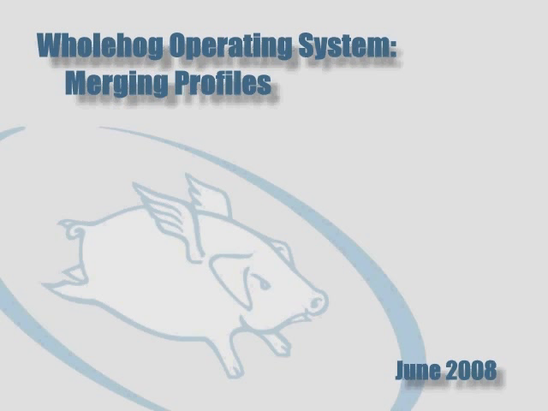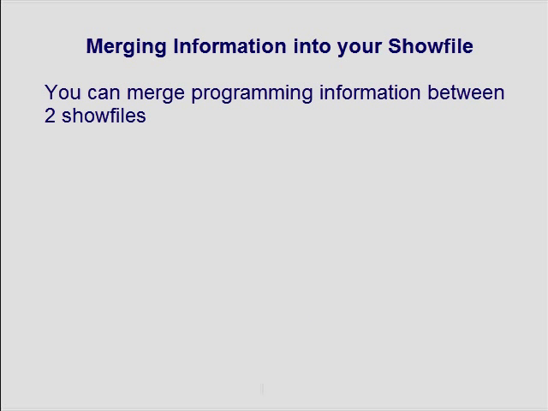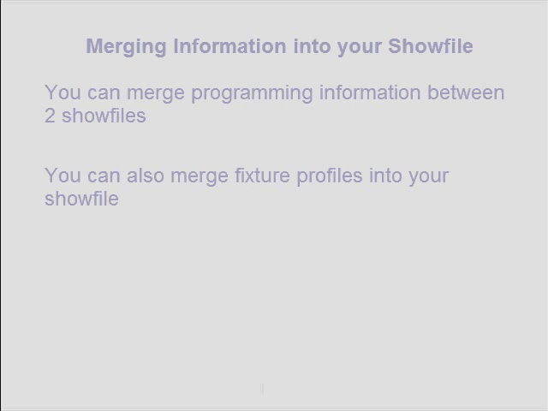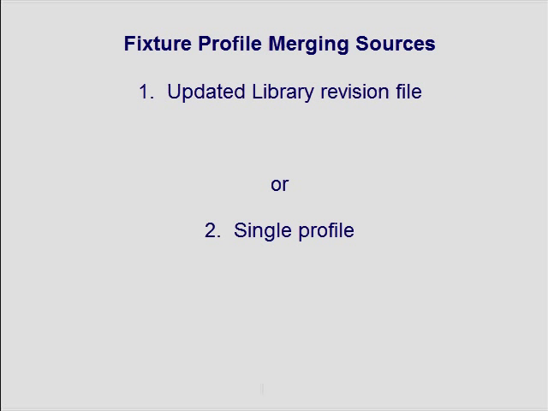How to merge Fixture profiles in the Wholehog operating system. The merging process in Wholehog can be used to merge programming information like palettes and cue lists between two show files, but merging can also be used to import Fixture profiles into your show, which is what this video will talk about. There are two possible sources for profile information.